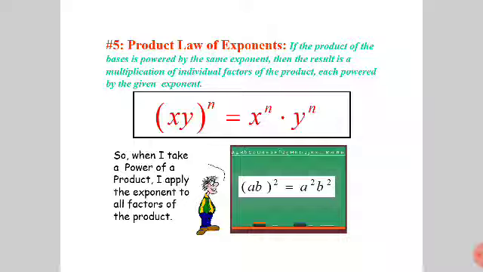For example, (ab) the whole square is a square, b square. If the product of the bases is powered by the same exponent, then the result is a multiplication of the individual factors of the product, each powered by the given exponent.